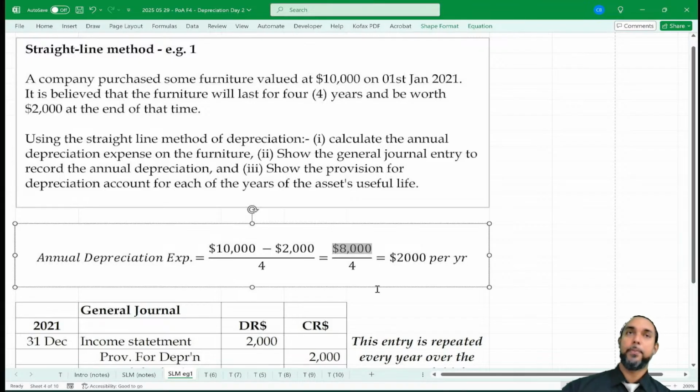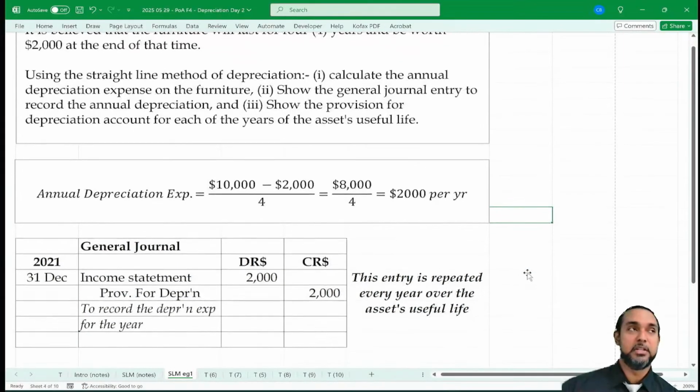Just by the way, what that means is we expect to use up 8,000 out of the 10,000. If we're saying this is still worth 2,000, it means we are not going to fully depreciate the asset. We are not going to fully use up the asset; there's something left. So we expect that. This figure here, this 8,000, actually has a name. It's called the depreciable base. Not something I think you have to know, but I'll mention it just in case.